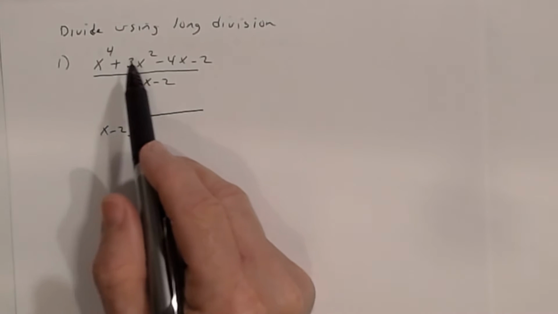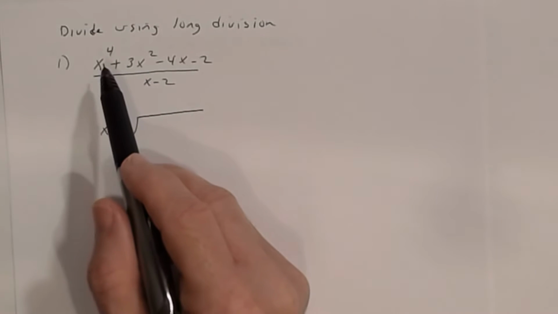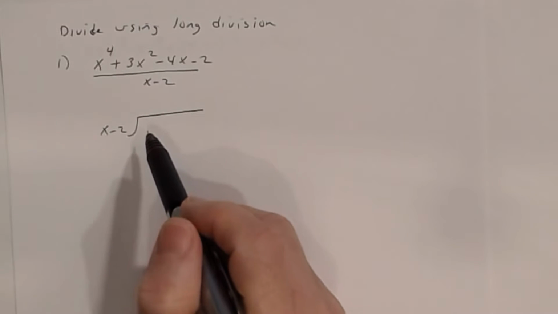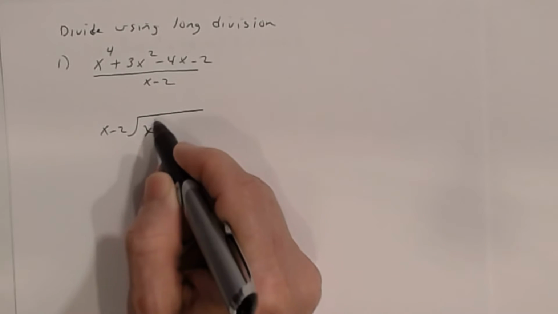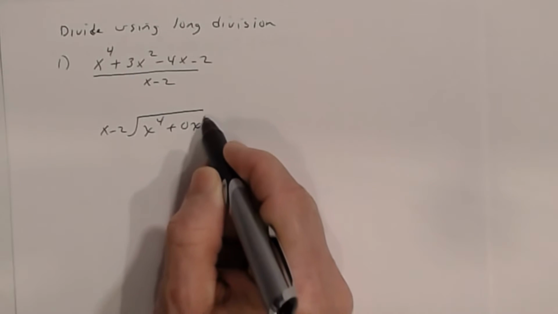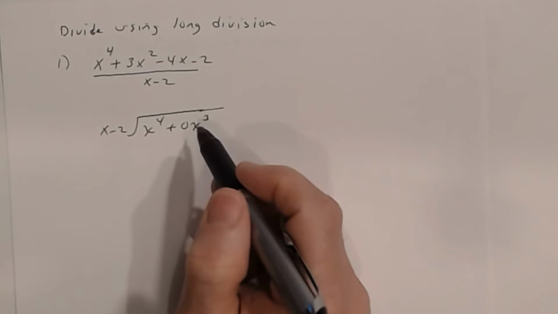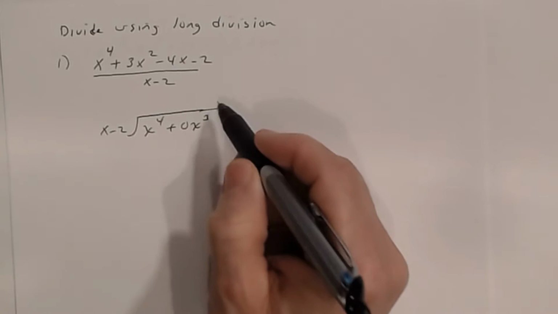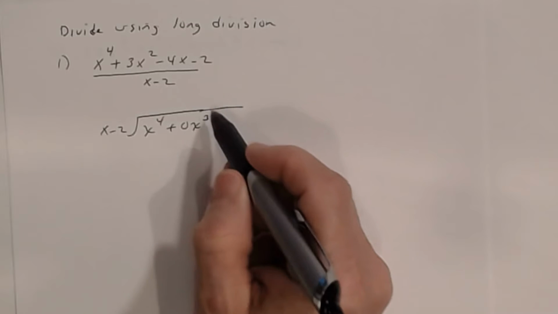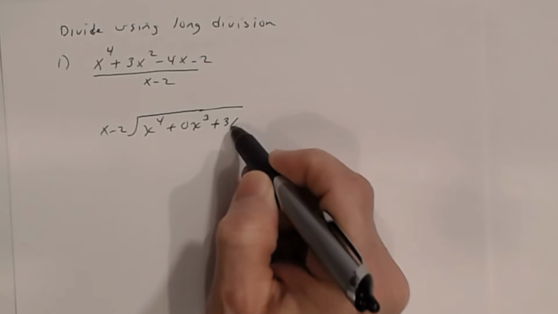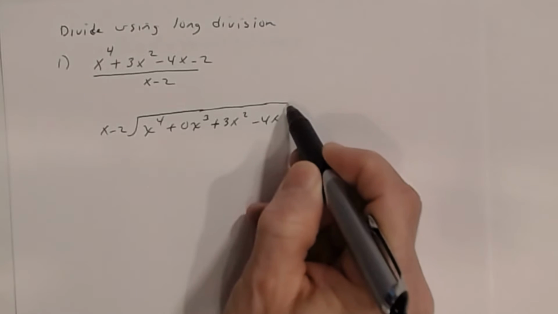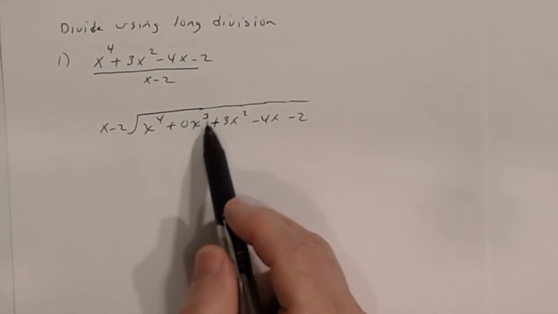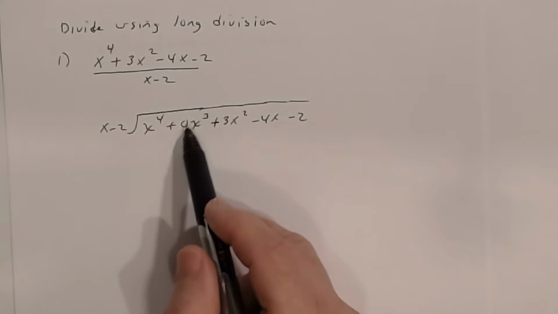It's already in descending order, so make sure it's in descending order. And if there are any missing terms, you write them as a 0 term. So I'm going to have x to the fourth plus 0x cubed. One of the reasons for putting that 0 here is for alignment purposes. And then plus 3x squared minus 4x, and then minus 2. So descending order, there was a missing term, and I indicated it as a 0 term.